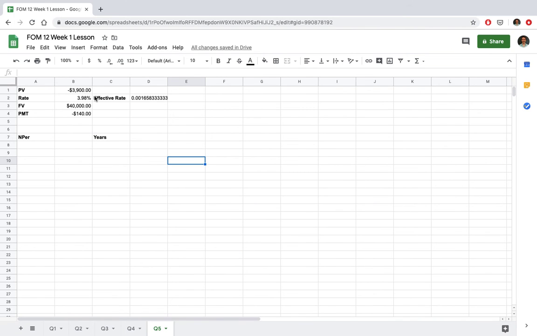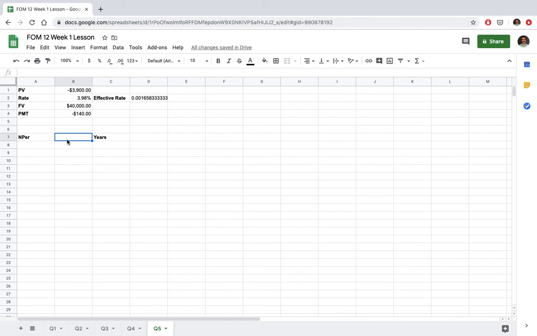I've already added in all of the information. Our present value, which is negative because we're depositing it. We have our rate, and then our effective rate, which is dividing by 24 because we're doing this 24 times every year, twice a month. Our future value is positive. Our payments are going to be negative because that's coming out of our pocket into our savings account.